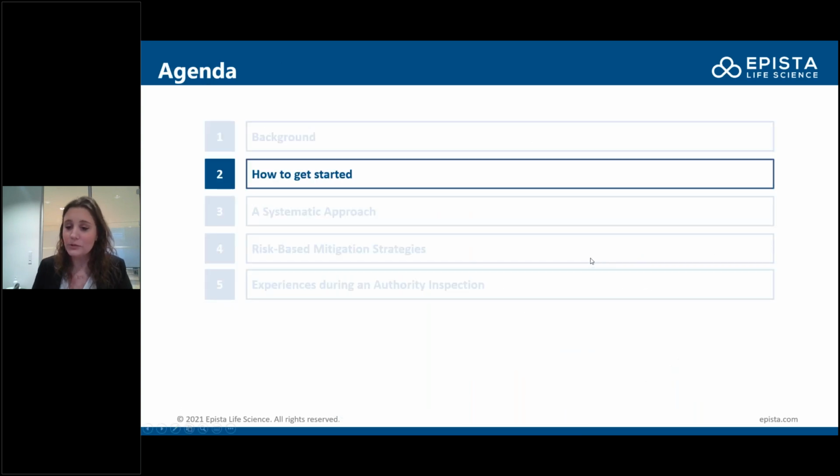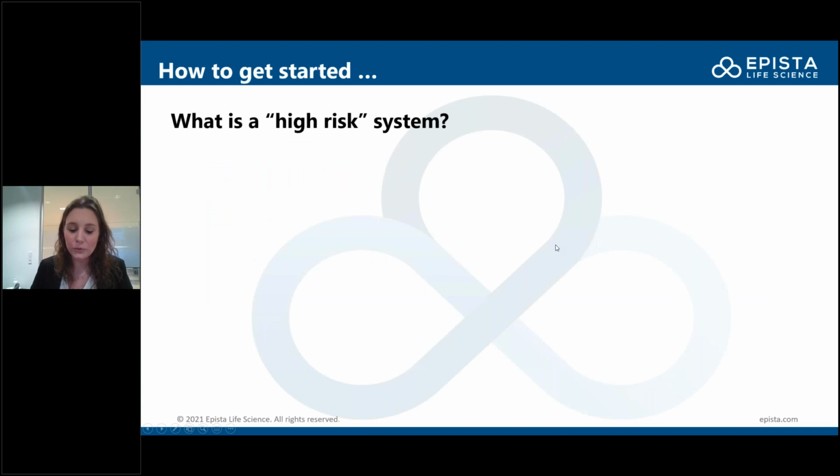So what do you need to look at when you get started looking at your systems and the potential data integrity gaps that you have? First of all, you will look at your high-risk systems. This is what you will be asked: okay, where is our risk? Where do we need to mitigate? Which systems do we need to exchange? Do we need to upgrade to make sure that we are safe during an inspection? But what are your high-risk systems?